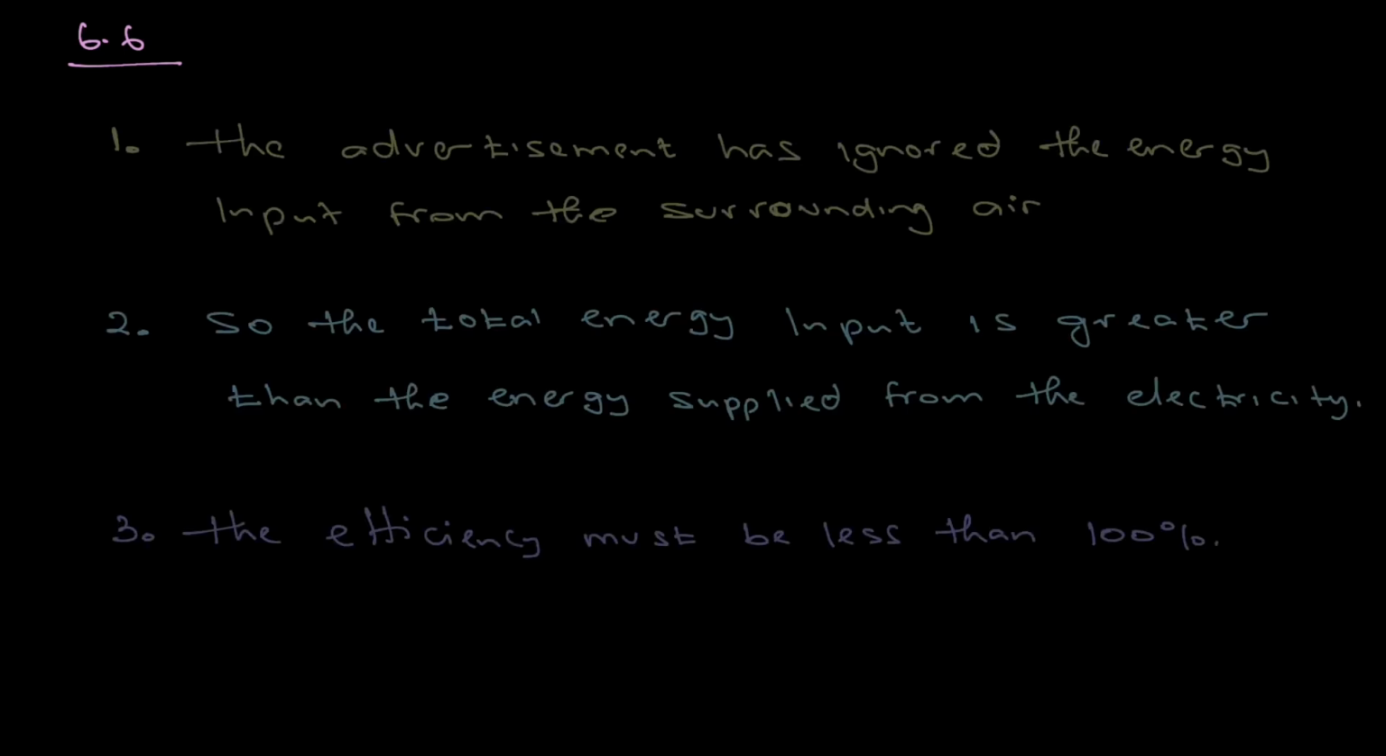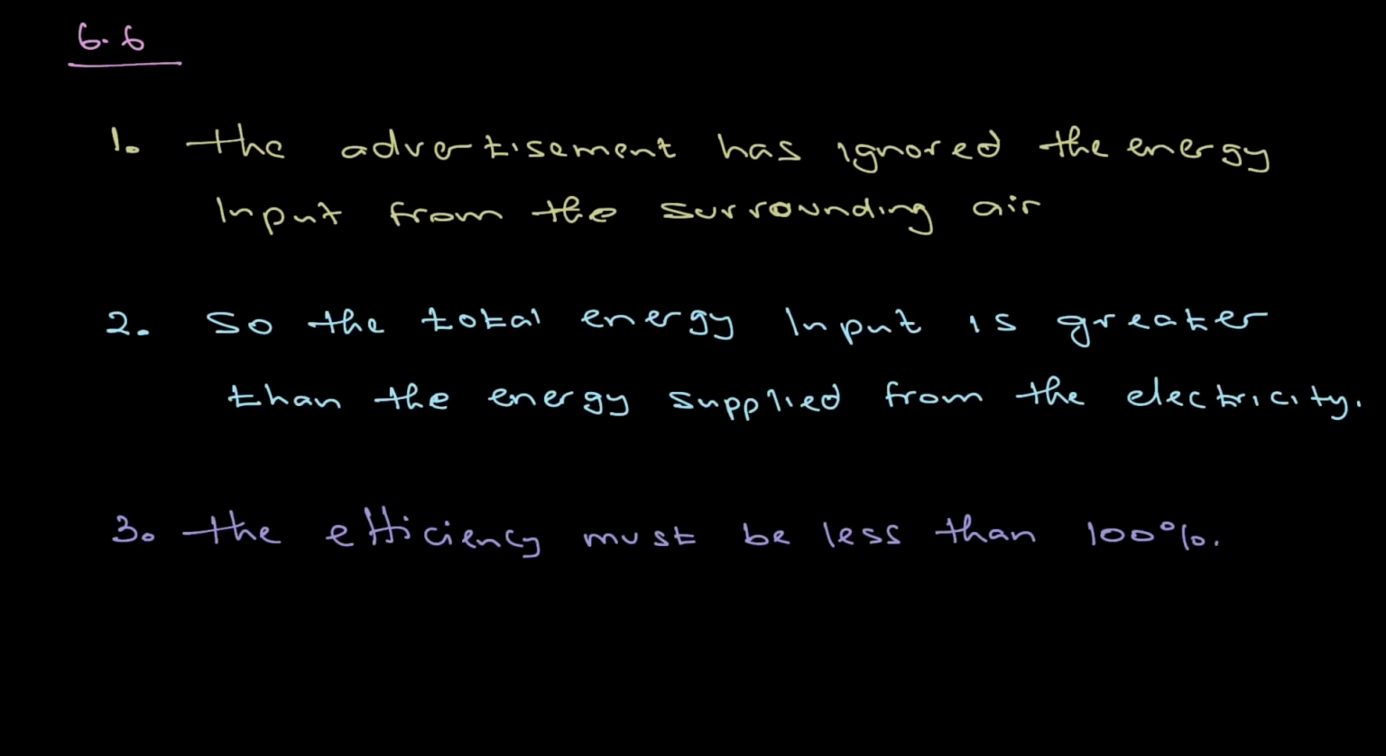Question 6.6. The air in the building gains 400 joules for every 100 joules of energy transferred from the mains electricity supply to the compressor. An advertisement claims that the heat pump system has an efficiency of 400%. Explain why the advertisement is not correct. So this question is 3 marks, so you're expecting 3 points. The first point is that the advertisement has ignored the energy input from the surrounding air. Secondly, the total energy input is greater than the energy supply from the electricity. And thirdly, the efficiency must be less than 100%. It can never be more than 100%.